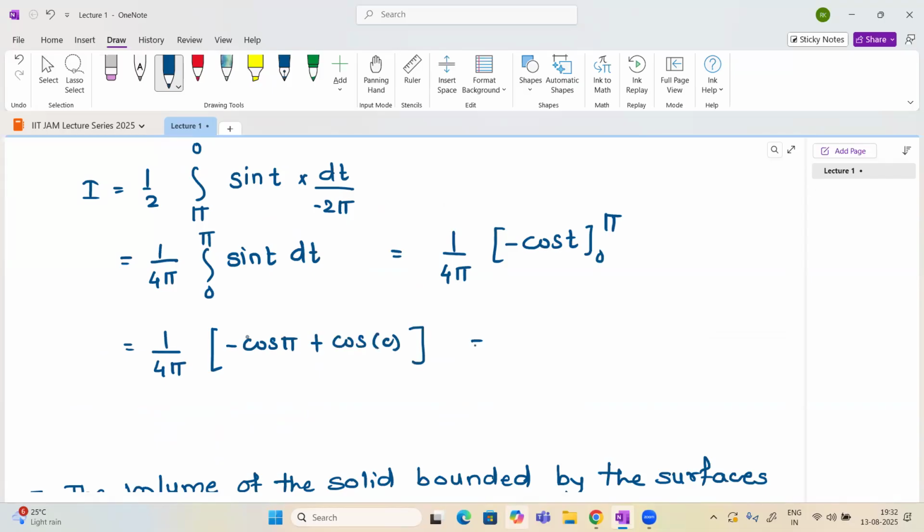What is the value of cos pi? Minus 1. Plus cos 0, 1. So the answer will be? 1 by 2, so 1 by 2 pi. Yeah, 1 by 2 pi. That is the final answer.